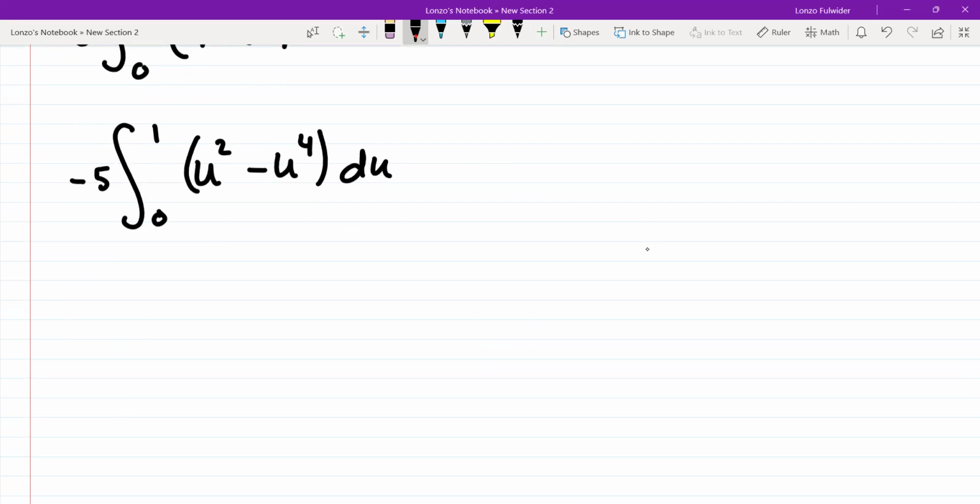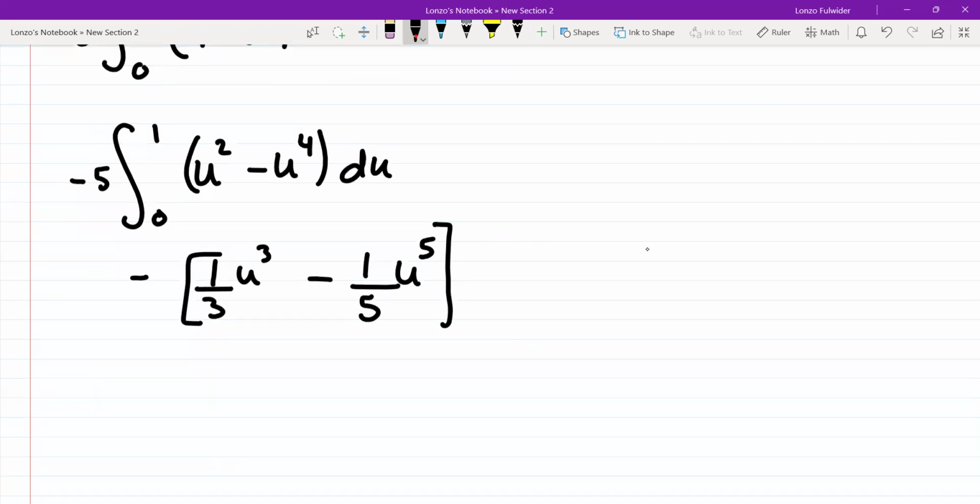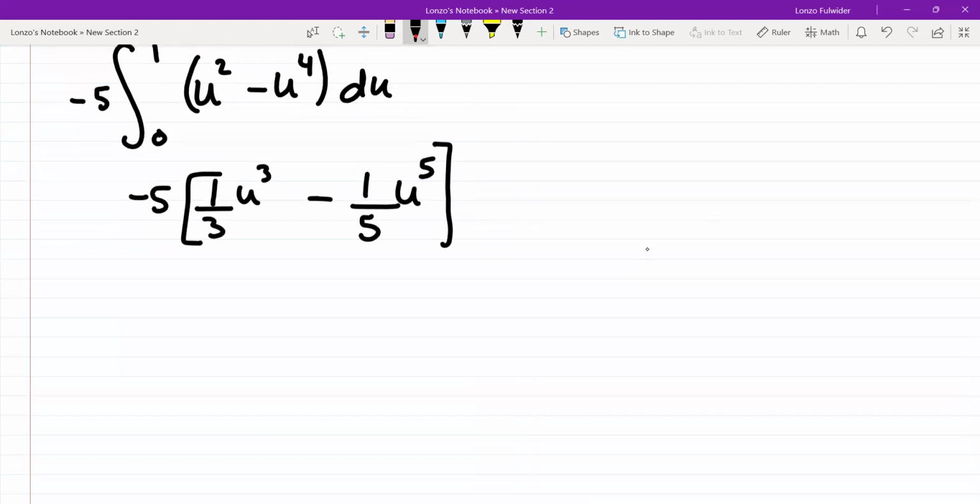So what is the integration of u squared? It is 1/3 u to the 3. What is the integration of negative u to the 4th? It's negative 1/5 u to the 5th. And then don't forget we took out this minus 5, so we have to distribute that. And there won't be a plus c because we have boundaries, right? So let's FOIL out this negative 5, so it's negative 5/3 u cubed. And then a negative 5 times negative 1/5 is positive 1, or positive u to the 5.